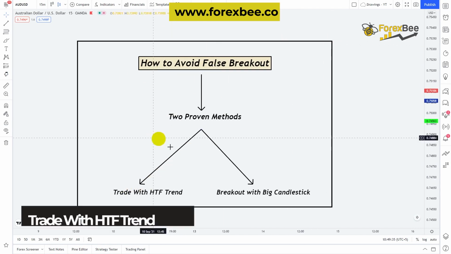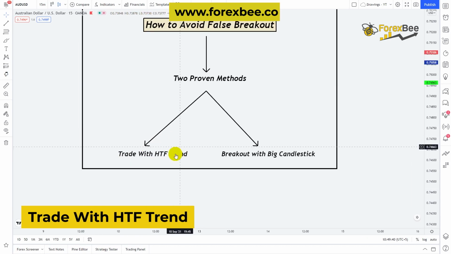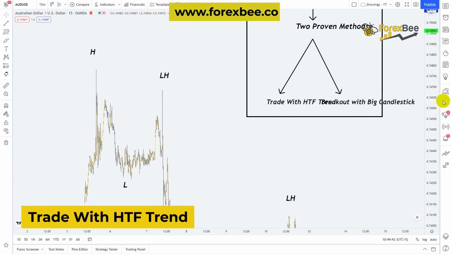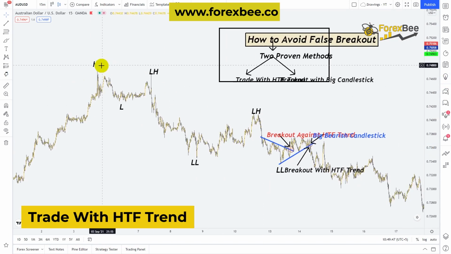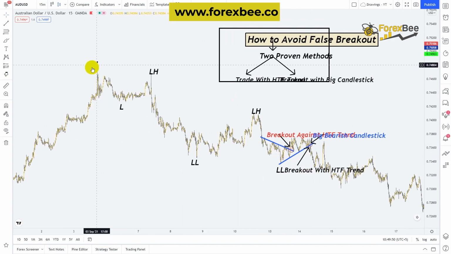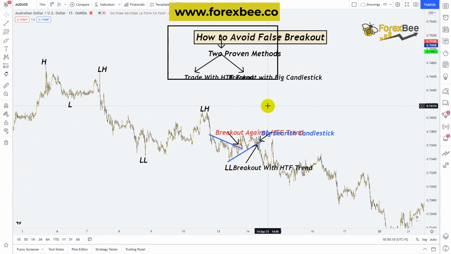The first one is to trade with the higher time frame trend. Let me show you how. If we go here to our charts, we can see that the overall trend in the market is bearish. There is the formation of this high, and then this low, and then the continuous formation of lower highs and lower lows, which means the overall trend is bearish. So if we see a breakout happening in the bullish direction, we should be concerned, because the overall trend in the market right now is bearish.